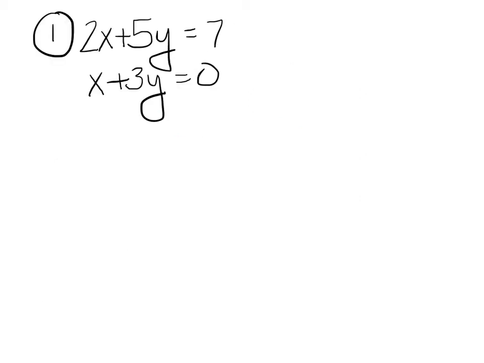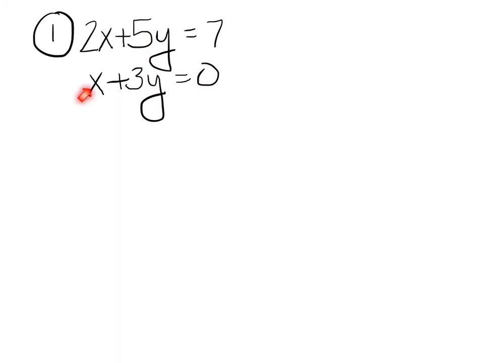Example number 1. 2x plus 5y equals 7. And x plus 3y equals 0. Now, in this problem, once again, there is no letter by itself. So we could get that x by itself, that y, that x, that y. But which letter do you think would be easiest to get by itself?